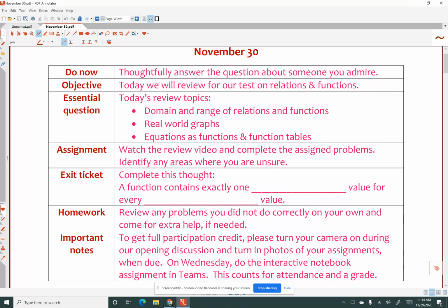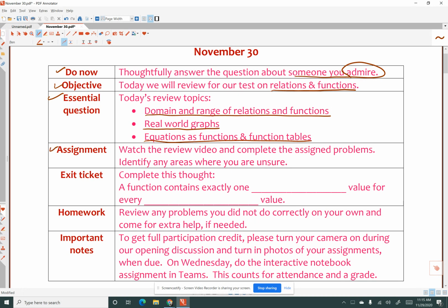So let's get started. We'll begin with our Do Now, where we will thoughtfully answer a question about someone we admire. Our objective will be to review for our test on relations and functions. Our essential question will be our review topics. The topics for today are the domain and range of relations and functions. We'll take another look at those real-world graphs, and we'll look at equations as functions, and we'll look at function tables.